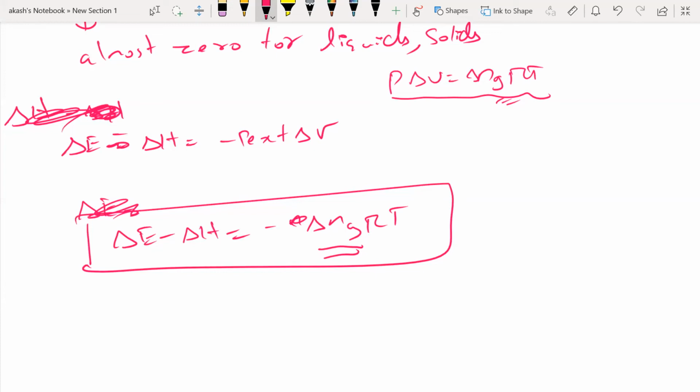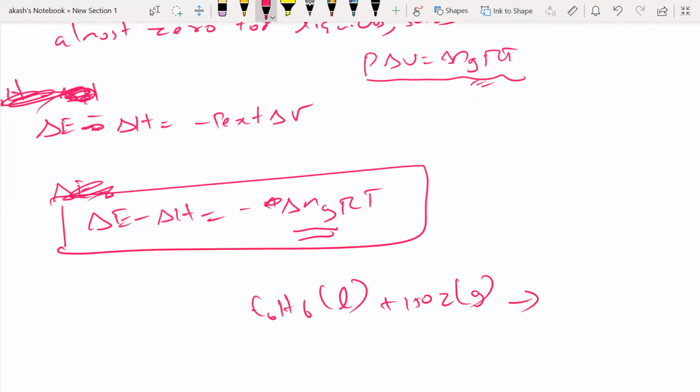For example, if I have a reaction like this, maybe I'll give you the reaction. This is a good example. So if I take this particular reaction, C6H6 in liquid state plus 15 O2 in gaseous state, and then that is going to give you 12 CO2 in gaseous phase plus 6 H2O in liquid phase.